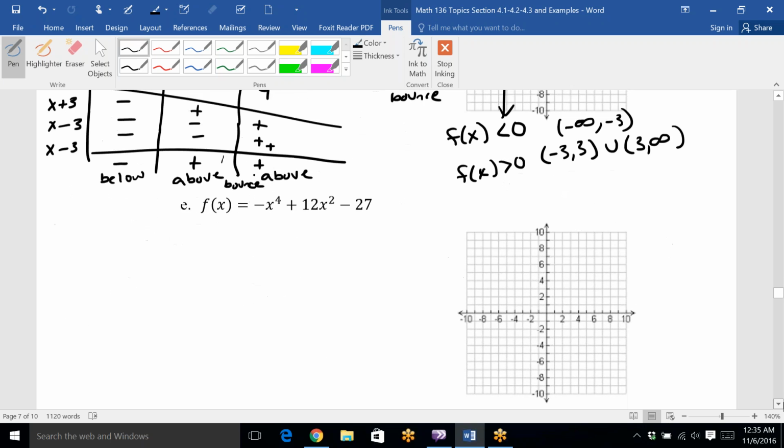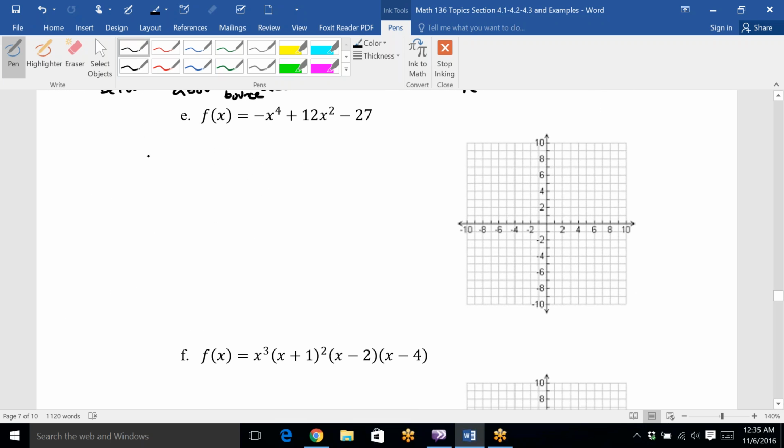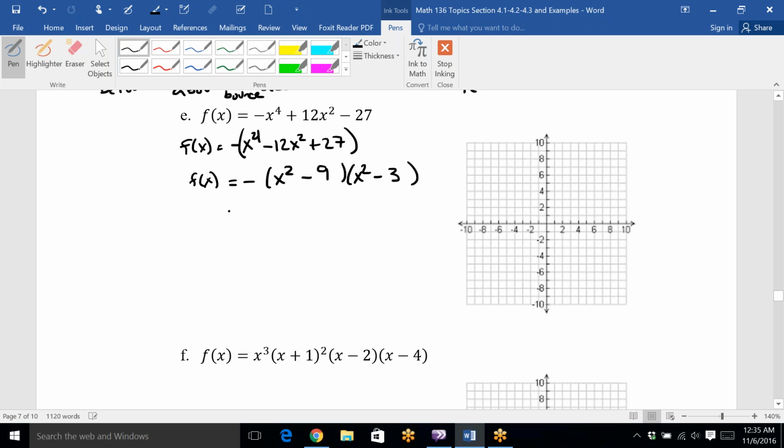Okay, let's look at part E. So for part E, you are supposed to try to factor it first to see if it factors. I would probably pull out a negative. I would make that x to the 4th minus 12x squared plus 27. That means we can use same signs now. So we can think of factoring this into an x squared and an x squared, or we could use substitution if we want. And it looks like a minus 9 and a minus 3.